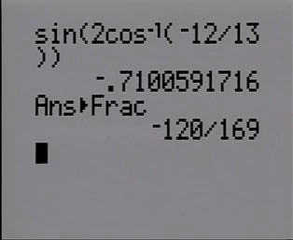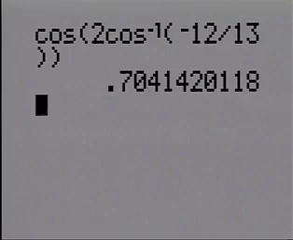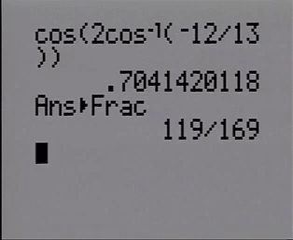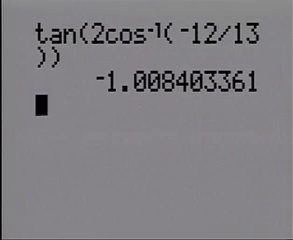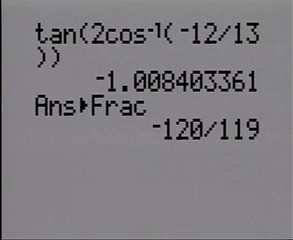Let's do the same thing for the other expressions. We had the cosine of 2 theta, and we're going to replace theta with inverse cosine of negative 12/13. And again, we'll change this to a fractional format, 119 divided by 169, which verifies our result. And finally, let's do the tangent of 2 times theta, where theta is inverse cosine of negative 12/13. And again, change to a fractional format, which again we can see is a verification of what we'd already worked with.